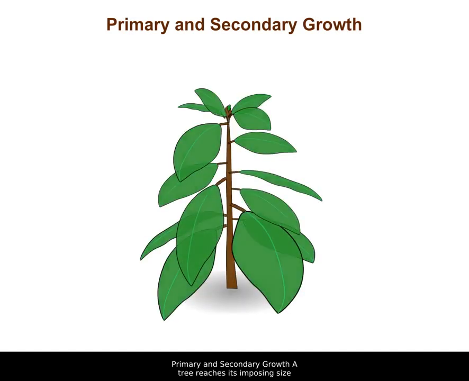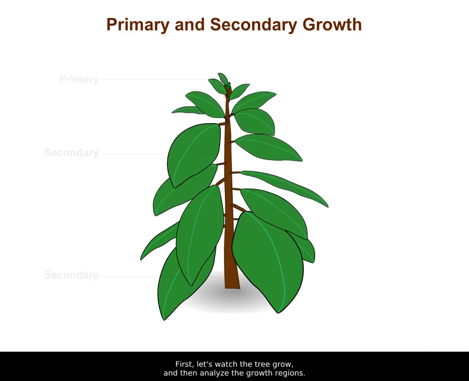Primary and secondary growth. A tree reaches its imposing size by combining primary and secondary growth. Let's review the two kinds of growth. Here you see the tip of a tree with the taper of the stem exaggerated for clarity. First, let's watch the tree grow, and then analyze the growth regions.